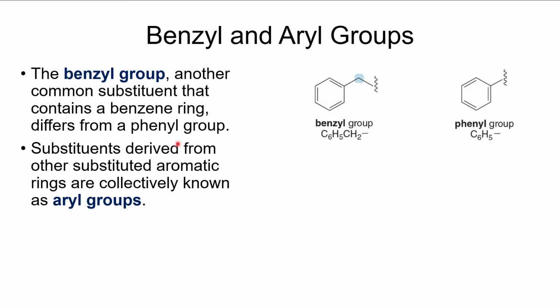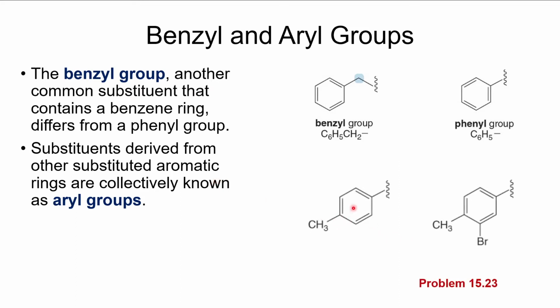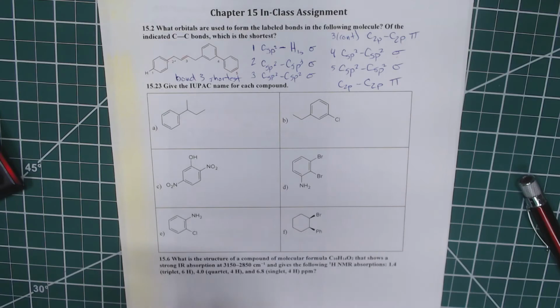And then, generally speaking, if we are referring to substituents that have aromatic rings in them, we're going to refer to those as aryl groups. So aryl hydrocarbons or aryl components are going to have a benzene ring in it. So this toluene is an aryl group. So there we go. So let's look at number 23, and we're going to give IUPAC names for several compounds. So I'm going to switch over here.